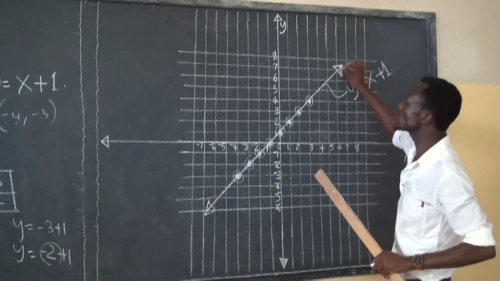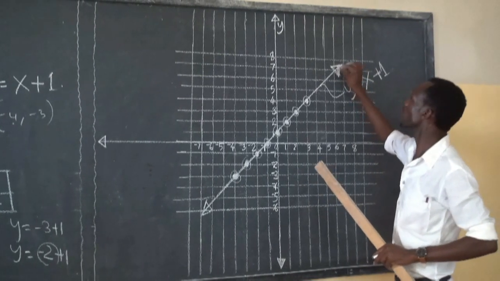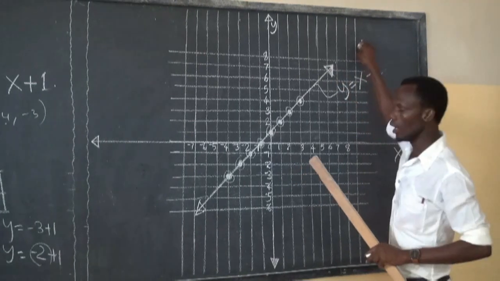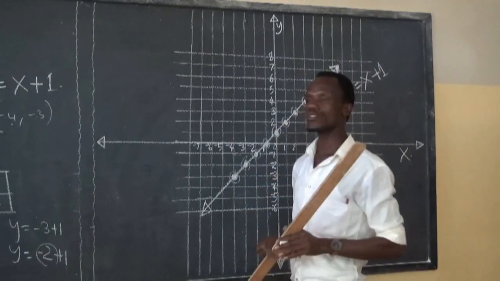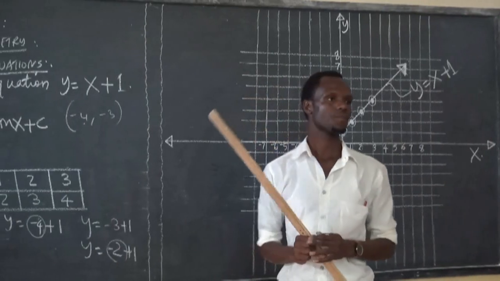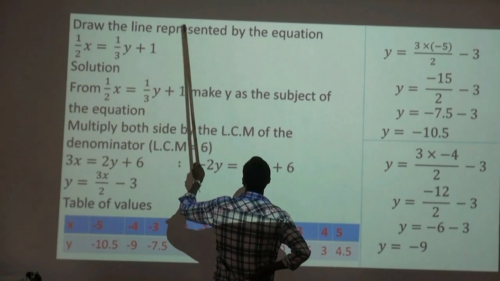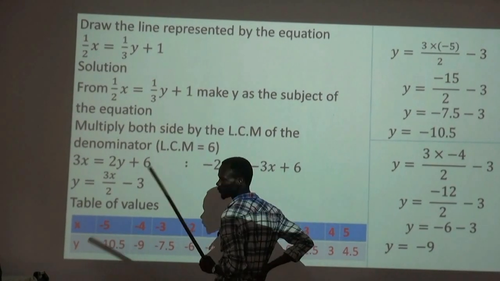Why? Because this is not a line segment. This line is continuing. It is going on. This is the way we do it. So that's how we draw the graph. Draw the line represented by the equation.